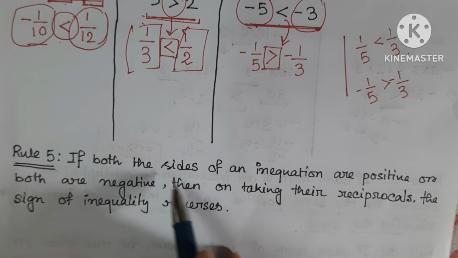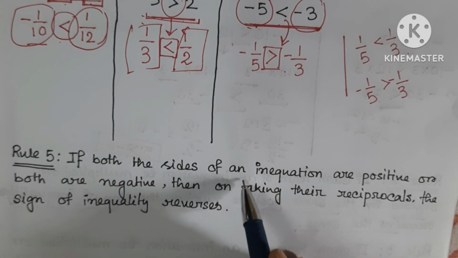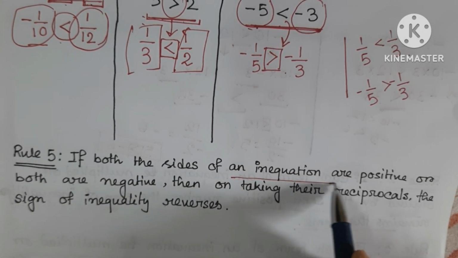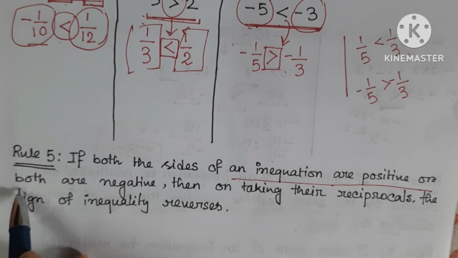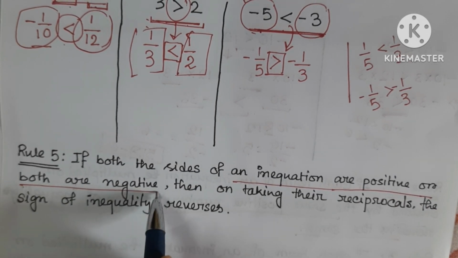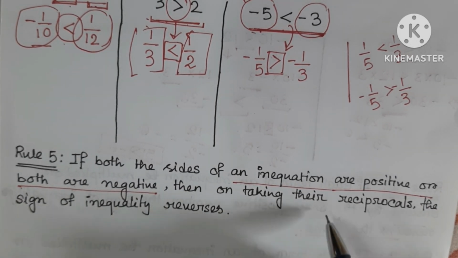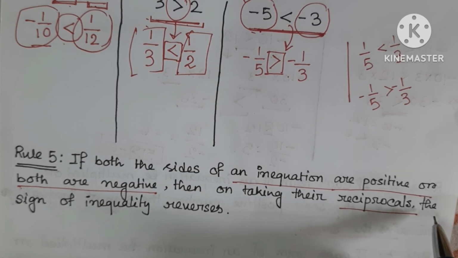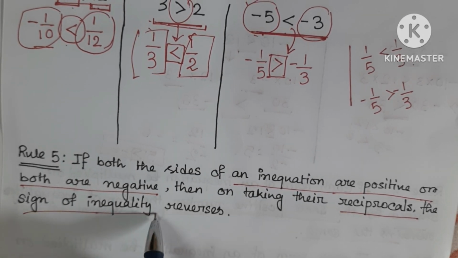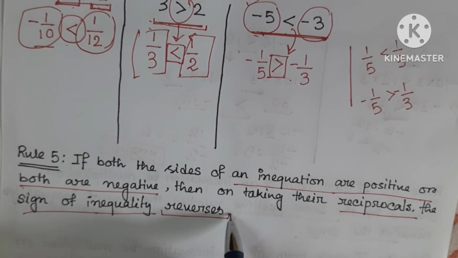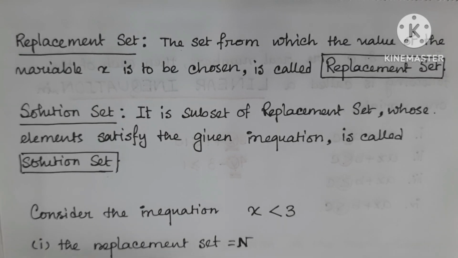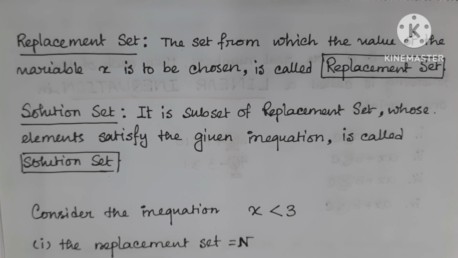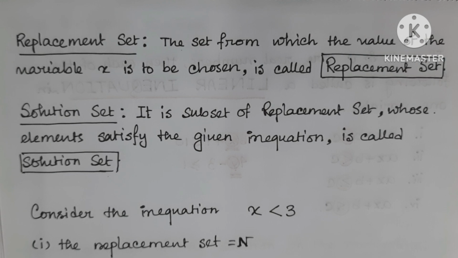If both the sides of an inequation are positive or both are negative, then on taking their reciprocals, the sign of inequality reverses. Okay. Now, come to our next topic, that is replacement set and solution set.